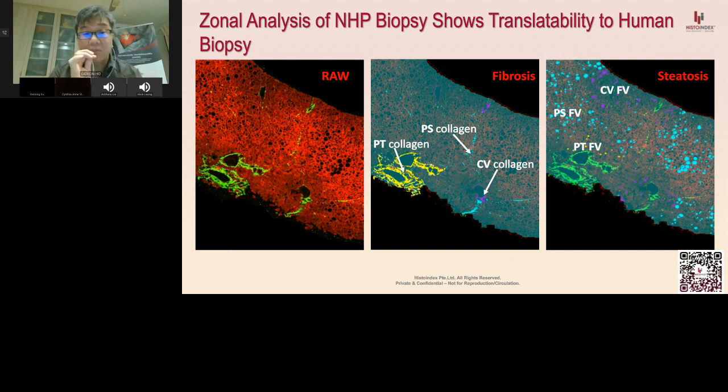We are in the midst of acquiring more data from our NHP studies on the advanced analysis of the various zones of PT and PS and CV and the consequential changes of fibrosis and steatosis in these zones before and after treatment. So the grand scheme of things is that we could compare the data from the NHP studies with the data from the clinical trials to ascertain the translatability aspect between non-human primate and the humans. All right, so that's what we do.